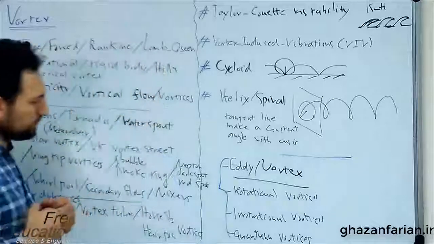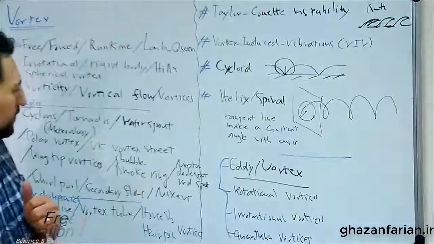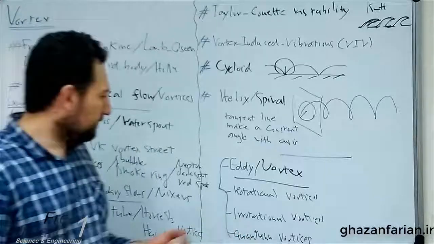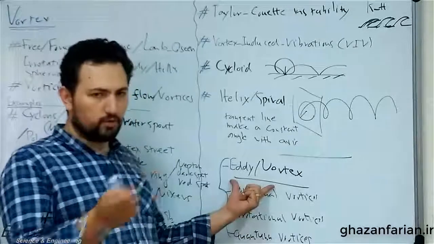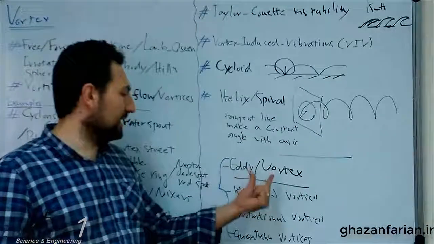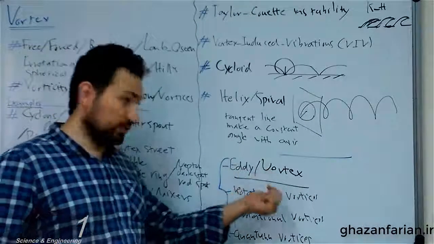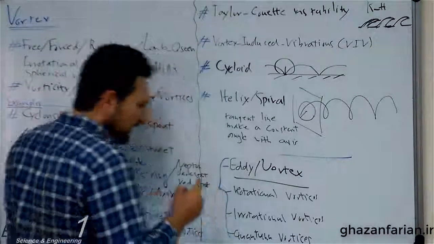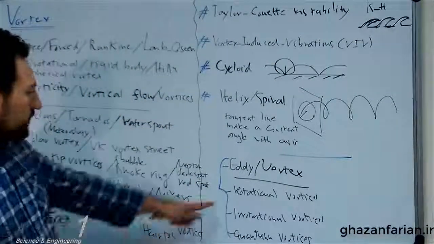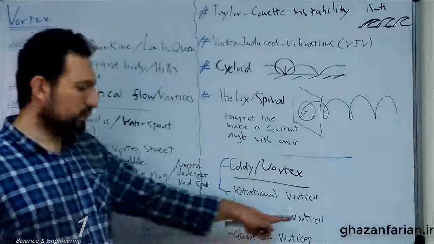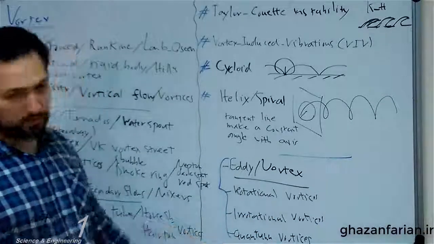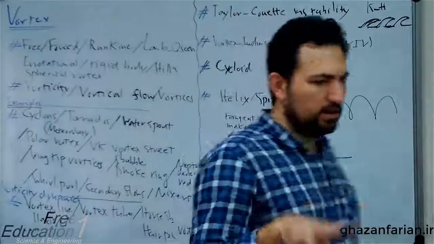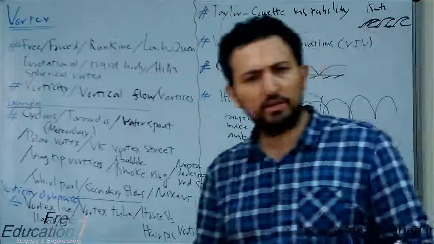In the remainder of my talk today, I will classify different vortices in fluid mechanics. From the first viewpoint, we can classify vortices into eddies and vortices. And from the second viewpoint, we can classify vortices into rotational vortices, irrotational vortices, and quantum vortices, which appear in superfluids in cryogenic applications near 0 Kelvin.